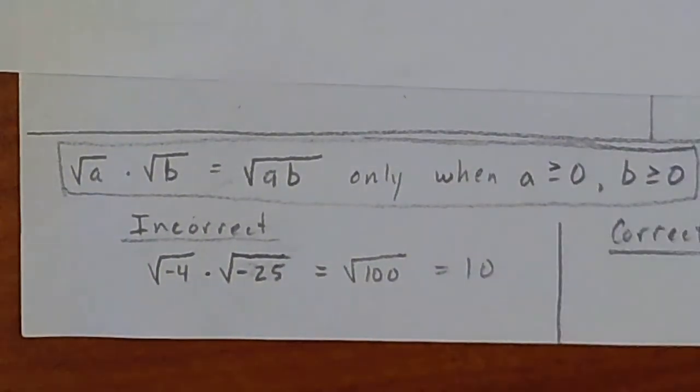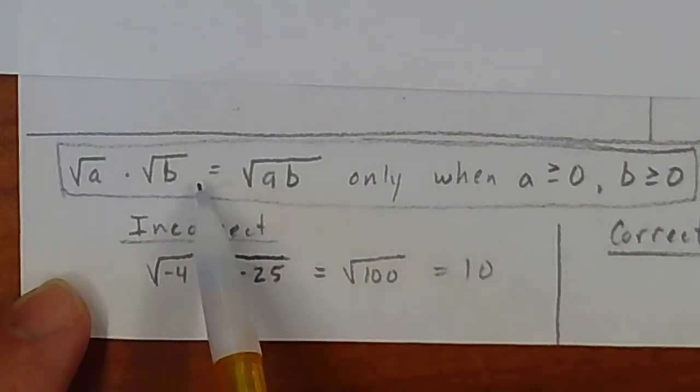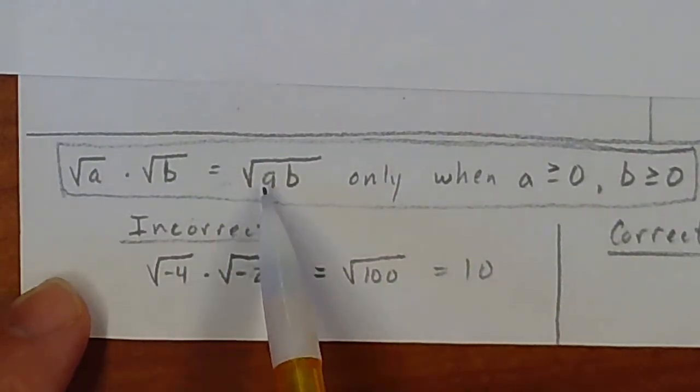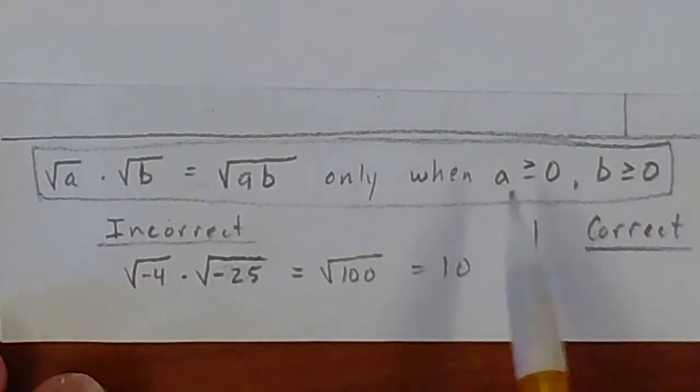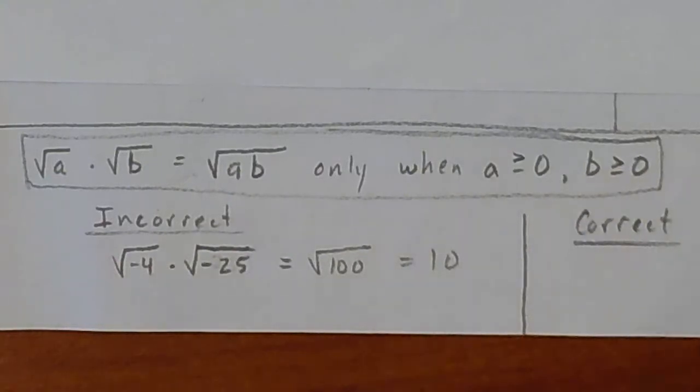There we go. All right, so it reads the square root of a times the square root of b equals the square root of a times b only when they are positive. Okay, go ahead and pause it and write that down, and I have to start a new video.